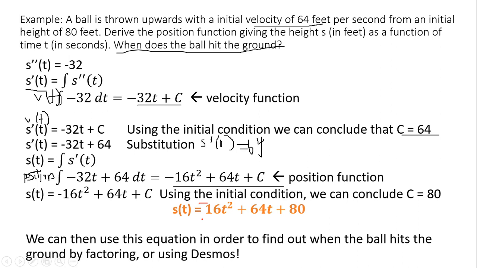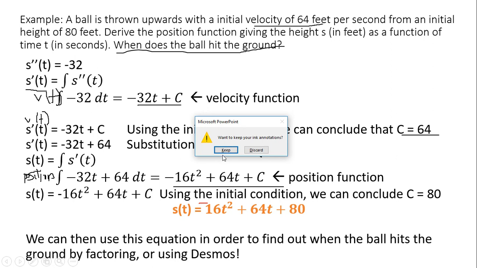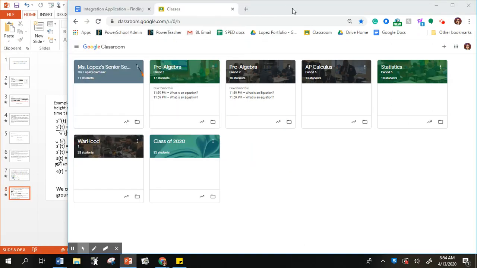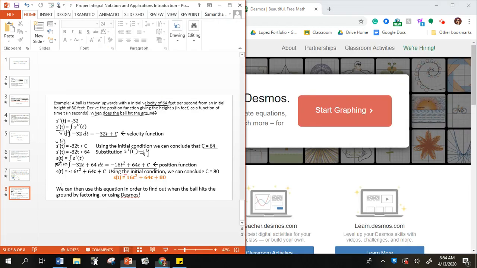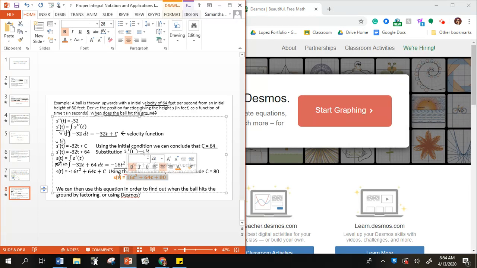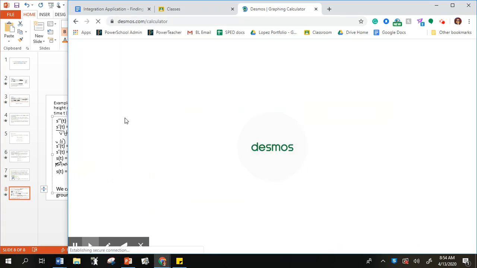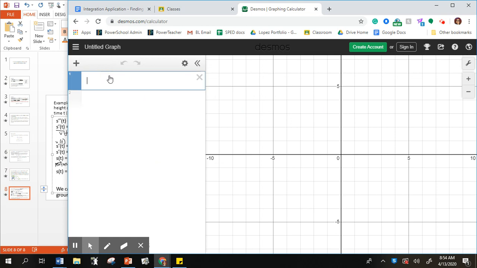You could put this into Desmos. So let's go put this into Desmos real quick so I can show you how it looks. Okay. If I go over to Desmos, what I'm doing is I'm going to take this equation. I'm going to remember to put a negative on it, just because I totally forgot to put that in my actual. So I have S of t equals negative 16t squared plus 64t.